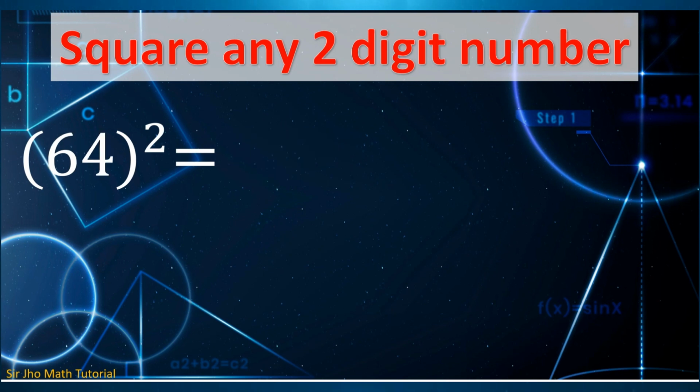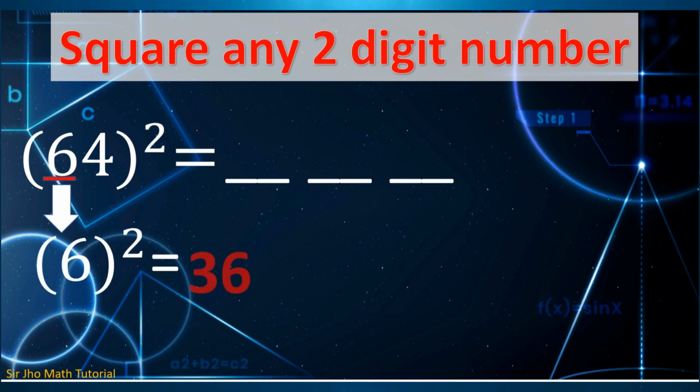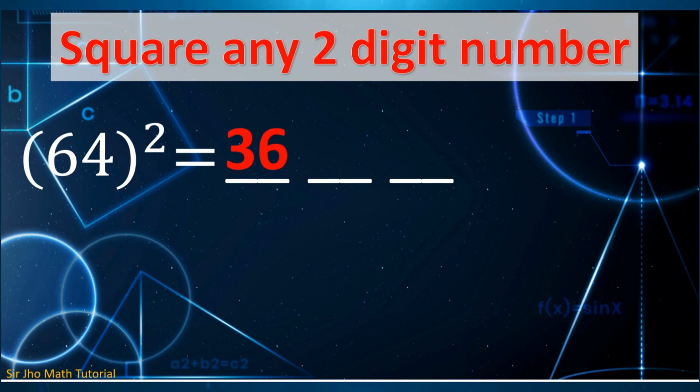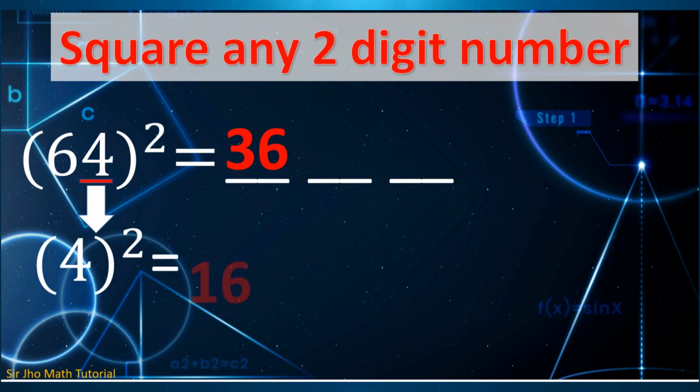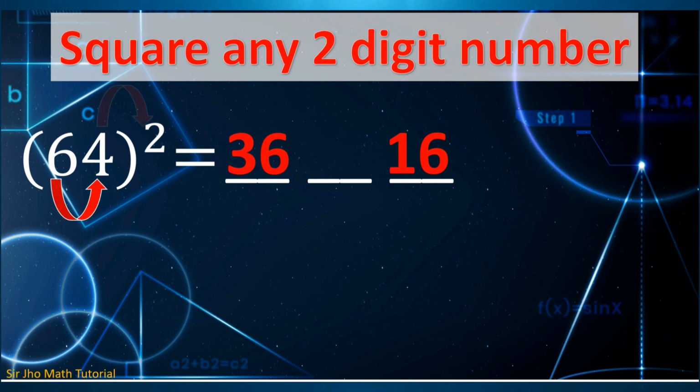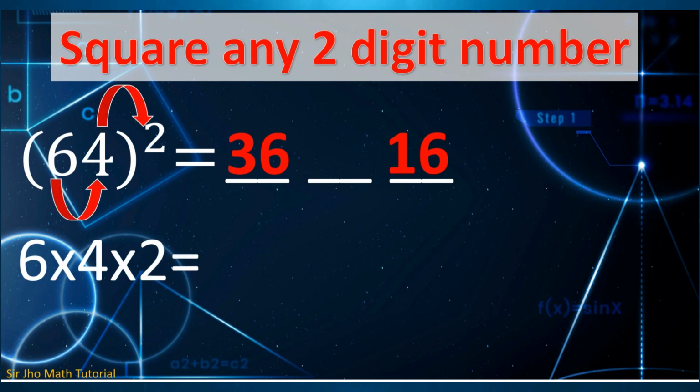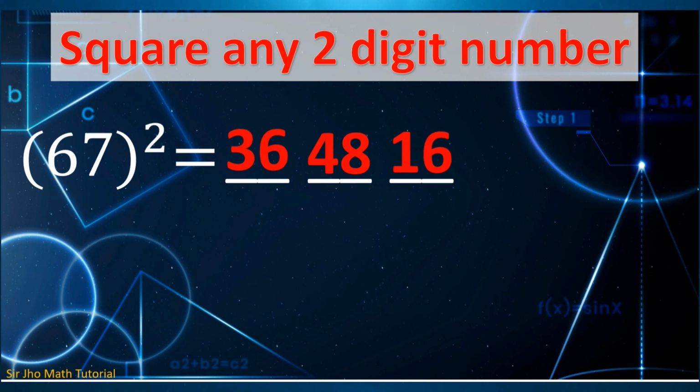Next, 64 squared. So 6 squared is equal to 36. Next, square the second digit. 4 squared is equal to 16. Then third step, 6 times 4 times 2 is equal to 48. Then, last step, bring down 6, carry 1 to 48. 48 plus 1 is equal to 49.